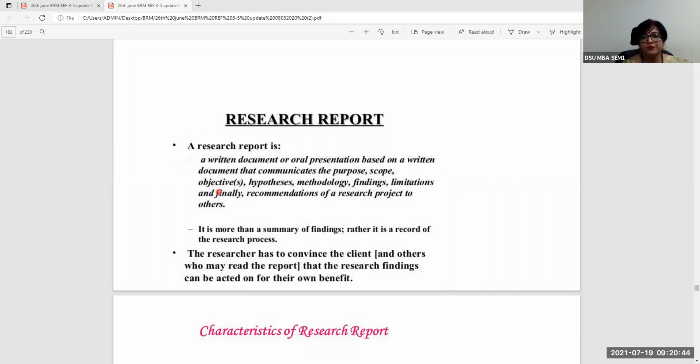Every professional research must be able to turn out a research report in a format which will document the process followed in the research, from where it started, what was conducted, what is the outcome, and what are the conclusions or the inferences going forward. So a research report is basically a written document, or an oral presentation based on a written document, that communicates the purpose, scope, objectives, hypothesis, methodology, findings, limitations, and finally recommendations of a research project to others.